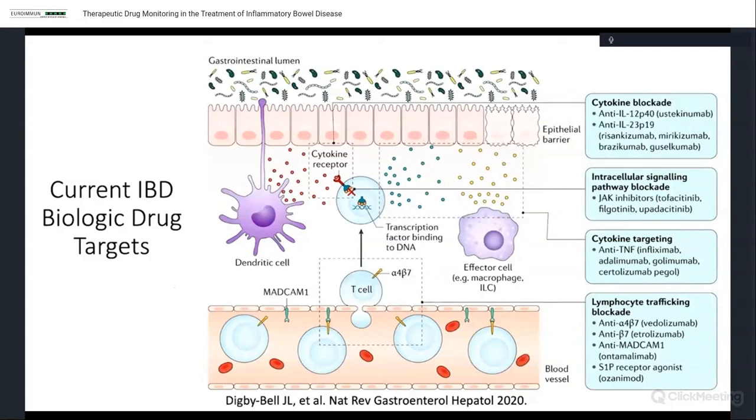So what are the current biologic drugs available for the treatment of inflammatory bowel disease, and how do they work? Well, our first biologics available for IBD were the anti-TNF biologic drugs. And these drugs either neutralize circulating TNF, or tumor necrosis factor, or bind to TNF on the surface of effector cells and induce their apoptosis.